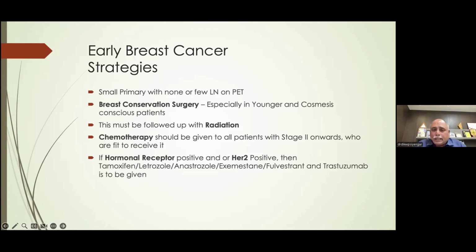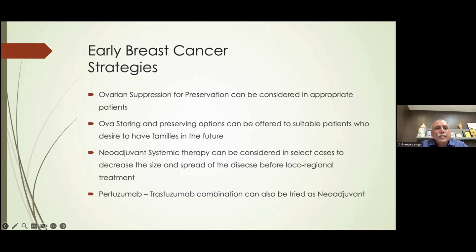Chemotherapy should be given to all patients which are stage 2 onwards who are fit to receive it. And in hormonal therapy positive and HER2 positive patients, tamoxifen, letrozole, anastrozole, exemestane, fulvestrant are the hormonal agents available, and these can be given, and trastuzumab is also to be given if HER2 is positive. Ovarian suppression for preservation can be considered in appropriate patients. Ovarian preserving options can be offered to suitable patients who desire to have families in the future.